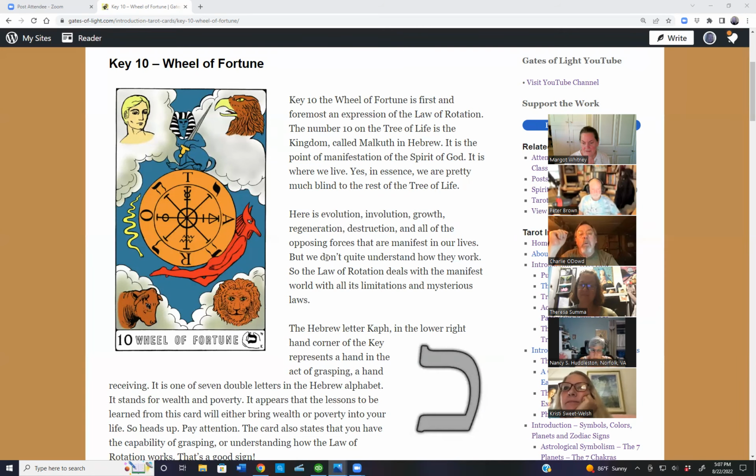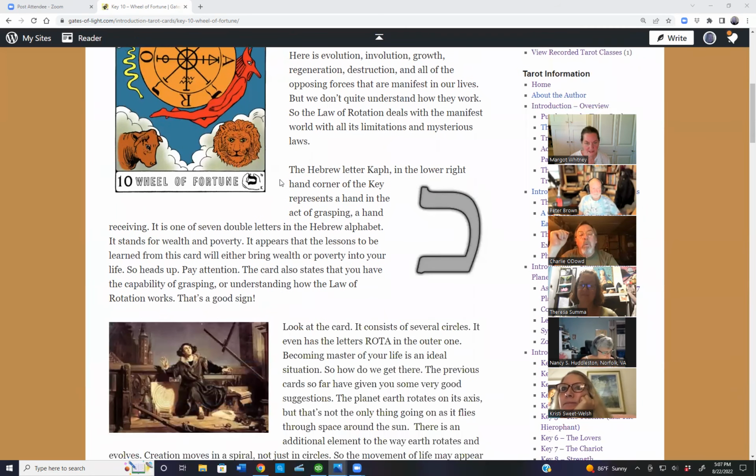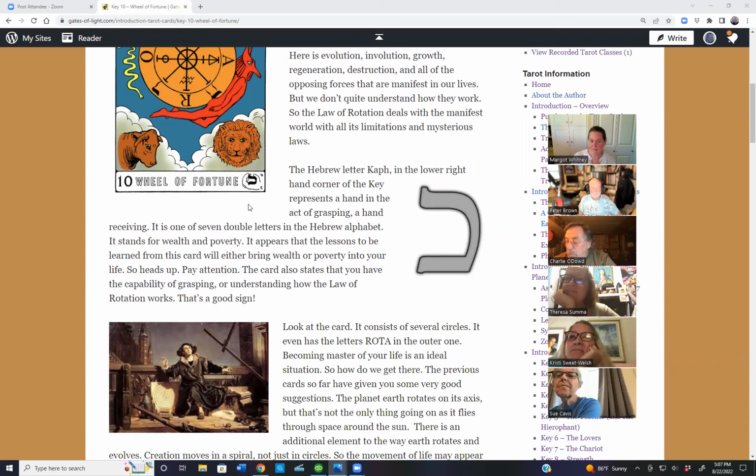The Hebrew letter Kaf in the lower right-hand corner of the key represents a hand in the act of grasping, as you can see, a hand receiving. So it's understanding and receiving. It is one of 7 double letters in the Hebrew alphabet. It stands for wealth and poverty. It appears that the lessons to be learned from this card will either bring you wealth or poverty into your life. So heads up, pay attention, depending on what you want.